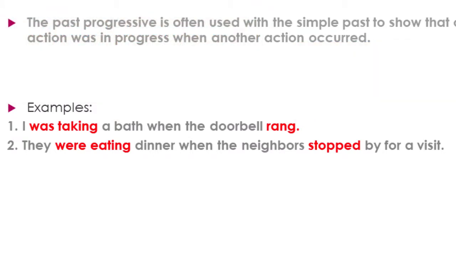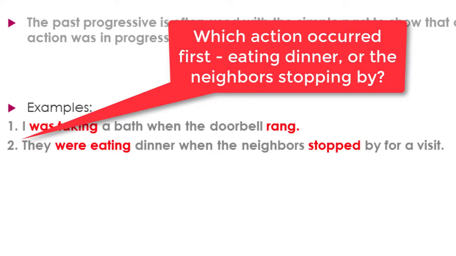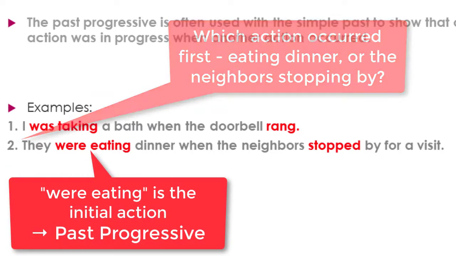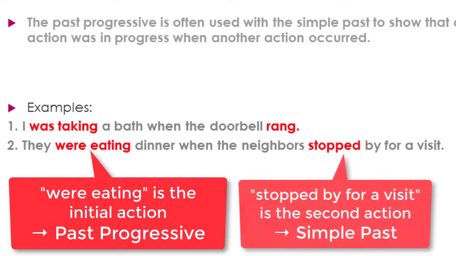Number 2, they were eating dinner when the neighbor stopped by for a visit. Again, we have 2 actions. One is happening at some time in the past, so we use progressive, was eating, and the other one is stopped by for a visit. Okay? That's the second action that occurred.